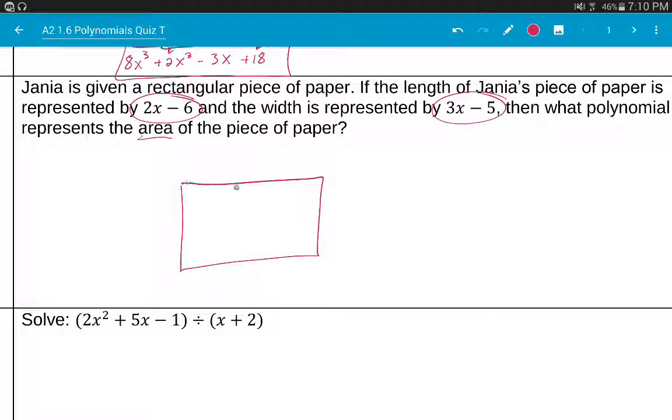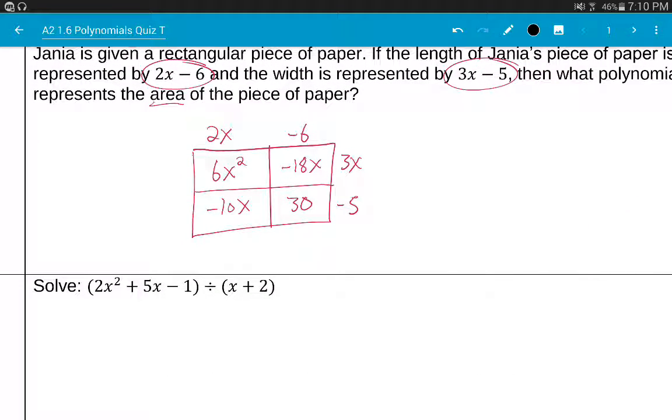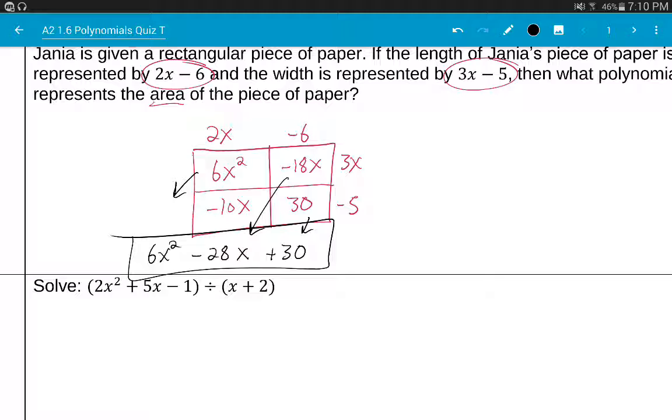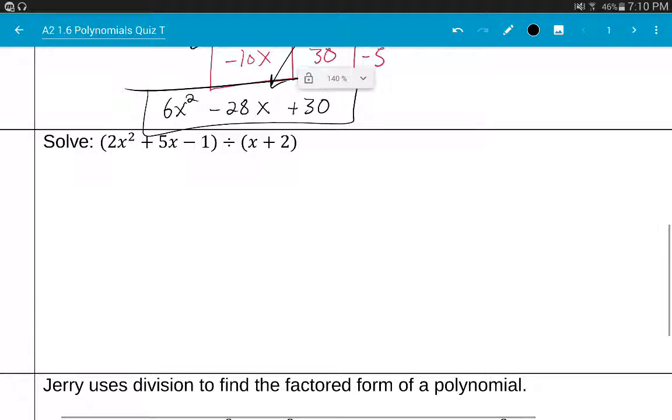So, quick box method. It's a 2 by 2. 2x minus 6, and 3x minus 5. This is 6x squared minus 18x minus 10x and positive 30. We take out our like terms. 6x squared, negative 10 and negative 18 is negative 28x, and positive 30. And that's my product, my multiplication. Now we have division.